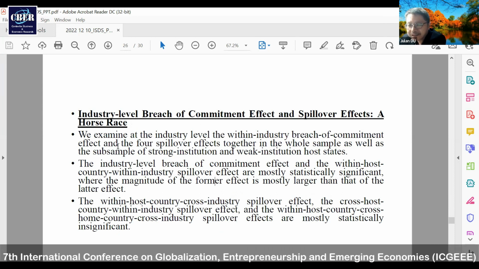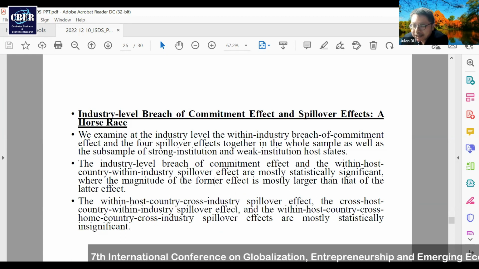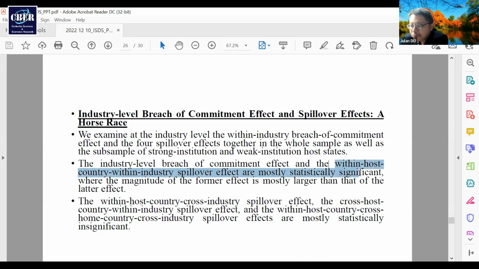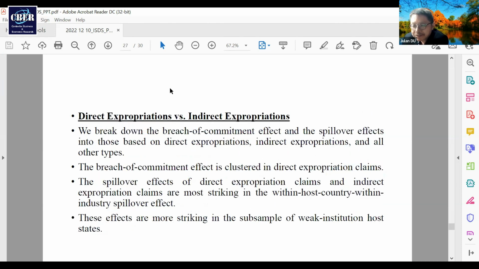So basically, the main effect and the within host country, within industry spillover effect are mostly significant, right? And for direct expropriation versus indirect expropriation, the direct expropriation claims capture most of the significant results. Indirect expropriations are weaker, but there are also some significant results.